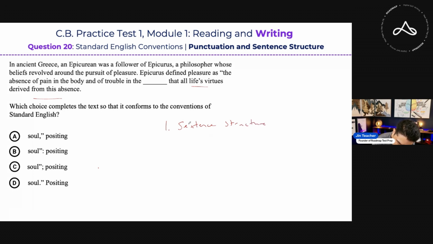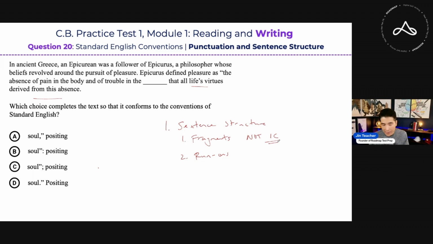So sentence structure errors that you'll be tested on include sentence fragments, as well as run-on sentences. These are just some terms that you have to know. A fragment is basically just an incomplete sentence. It's not an independent clause. And that's not good because that creates a sentence structure error.